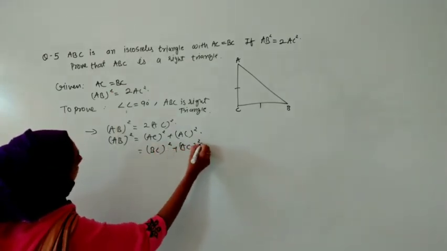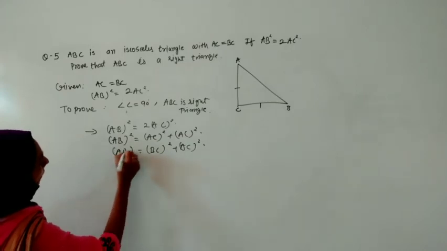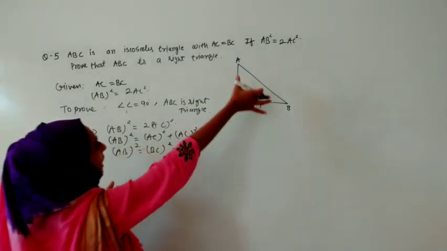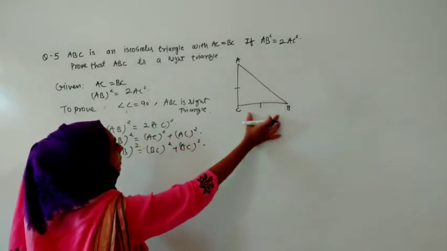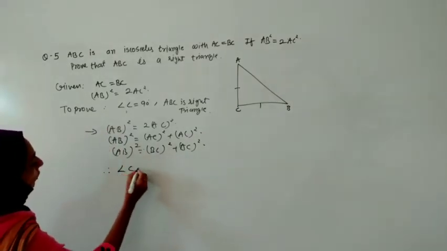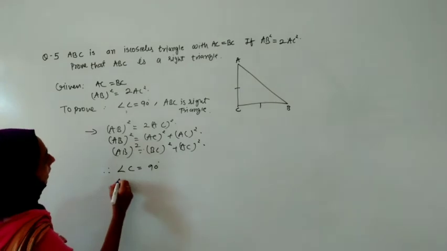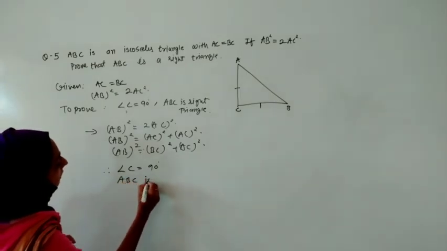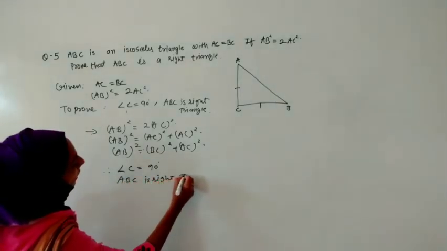So here I have written, and it is equal to what? AB square. So wherever there is a hypotenuse square and the sides' squares, Pythagoras law directly applies. So we will write angle C is 90 degrees as well as ABC is a right triangle.